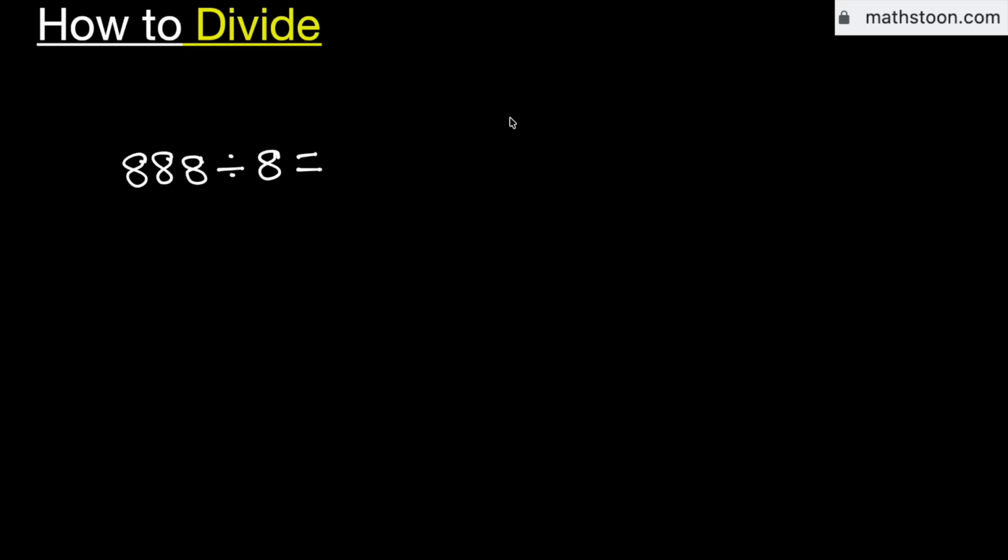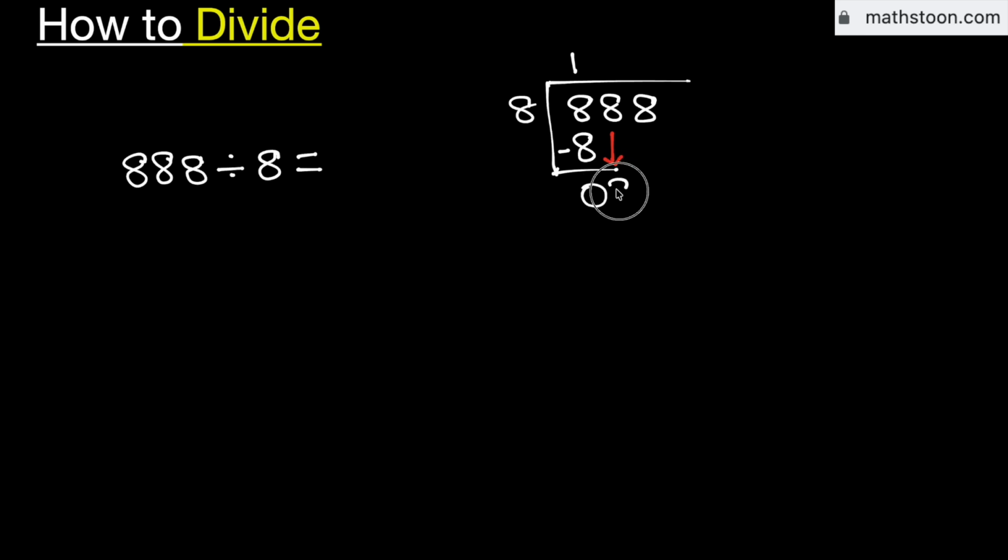In this video, let's learn how to divide the number 888 by 8 using the long division method. Consider the first digit 8. We know that 8 times 1 is equal to 8. Subtract, we get 0. Now this 0 is less than 8. That is why we need to bring down this adjacent 8 here.